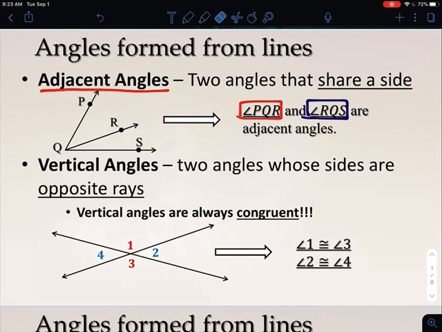The next type is probably the most important type of angle pair, because we're going to see these over and over and over throughout the course of the year. And they're ones that after today, they're going to expect that you know, that you can identify, that you can work with, and so on. So vertical angles. Vertical angles are two angles whose sides are opposite rays. Basically, they form two straight lines.